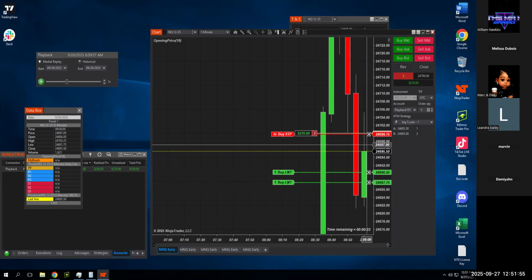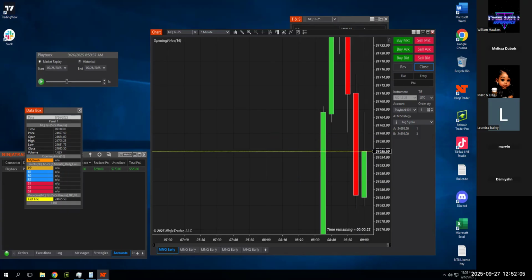So right here, if you would have closed it out, hit close, because right now we're up 270, right? We're up 270 because it's still below the target where you first jumped in. So if you hit close right now, you would have locked in 520 total P&L. You'd have already locked in a couple contracts.